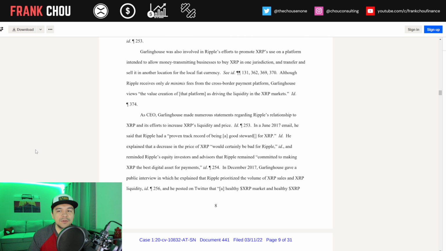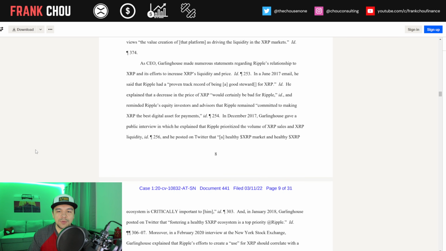Garlinghouse was also involved in Ripple's efforts to promote XRP's use on a platform intended to allow money transmitting businesses to buy XRP in one jurisdiction and transfer and sell it in another location for the local fiat currency. Although Ripple receives only de minimis fees from the cross-border payment platform, Garlinghouse views the value creation of that platform as driving the liquidity in the XRP markets.